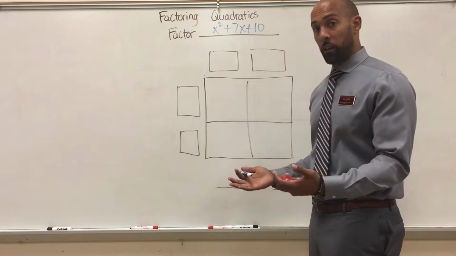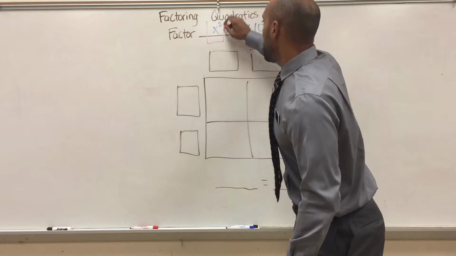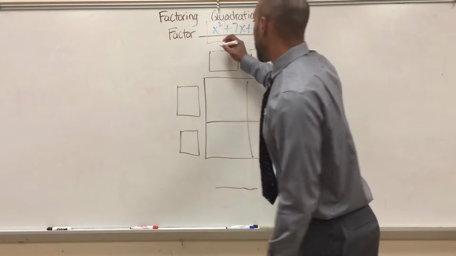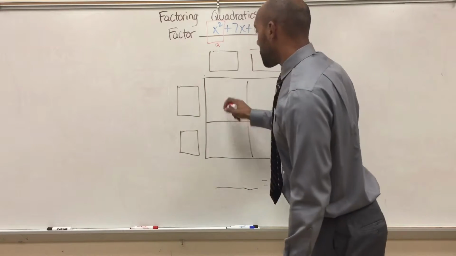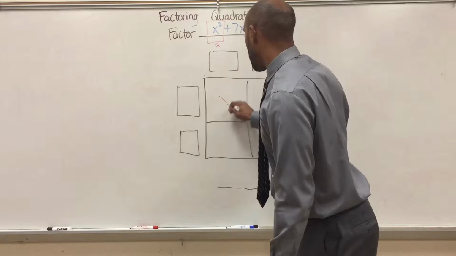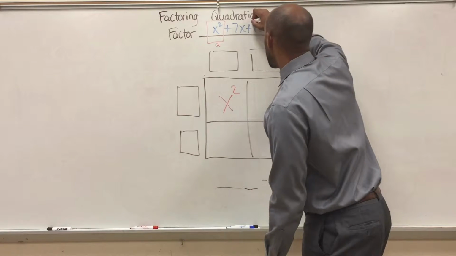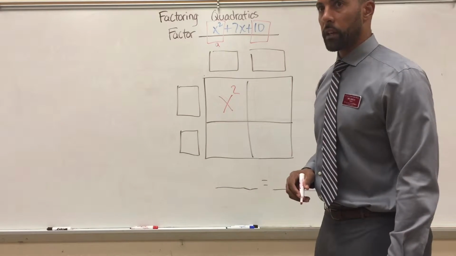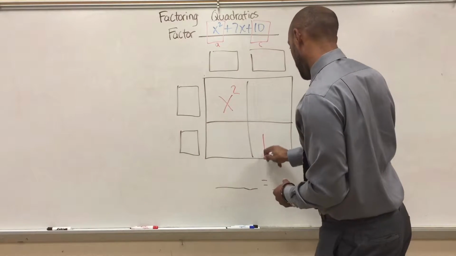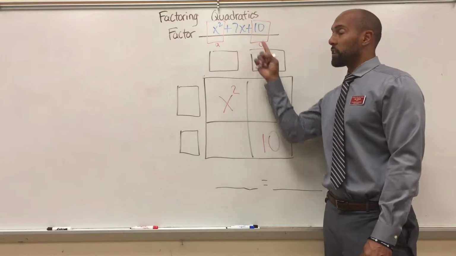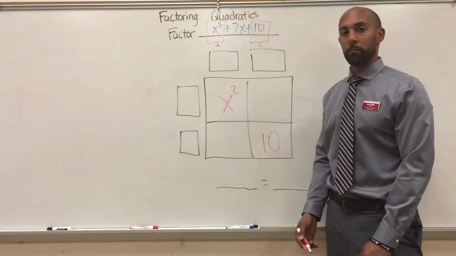So what you're going to do here is first, you take your first term, and we call this the A term. That goes here. So we're going to put x squared. The first term always goes in the first box. Then you take your third term, and we call that, guess what, C. So 10 goes here. First and the last term. First box, last box. First term, last term.